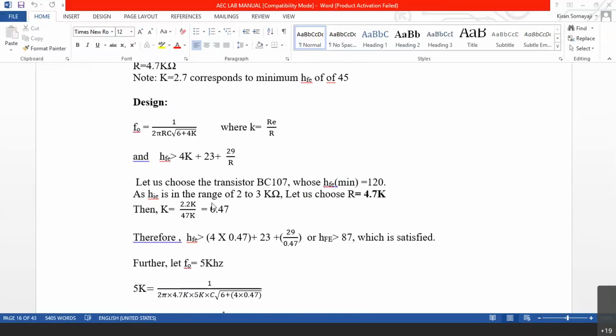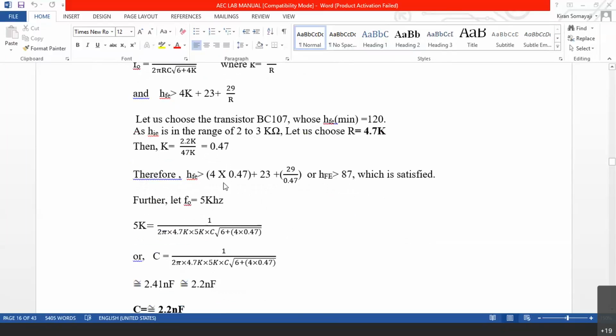Now HIE is in the range of 2 to 3 kilo ohms. Let us choose R equals 4.7 kilo ohms, so that K is 2.2K by 4.7K. It's around 0.47. So HFE must be greater than 4 into 0.47 plus 23 plus 29 divided by 0.47. HFE is greater than 87, which is satisfied because HFE is 120. So the condition is satisfied.